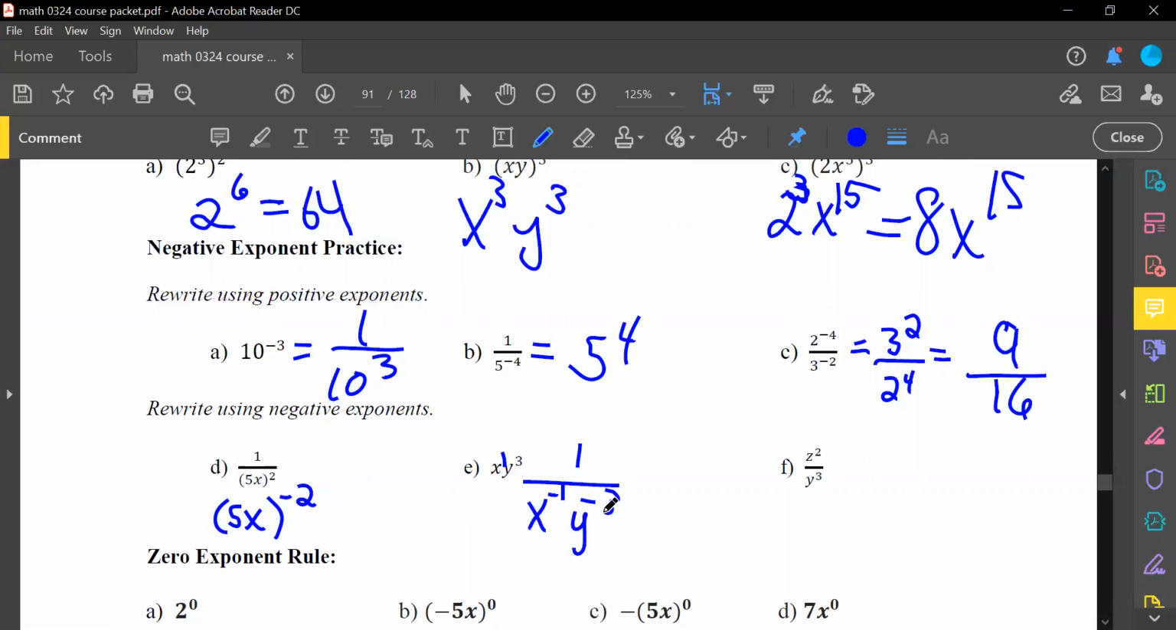Okay, so this one, I'm going to flip them. So the y cubed will come up top and become y to the negative 3. It's all about taking the reciprocal. Z squared goes downstairs. Okay.